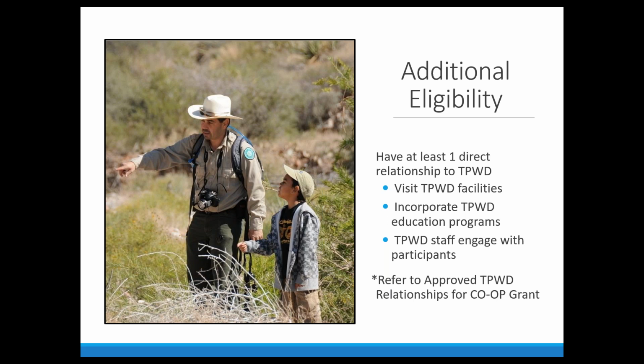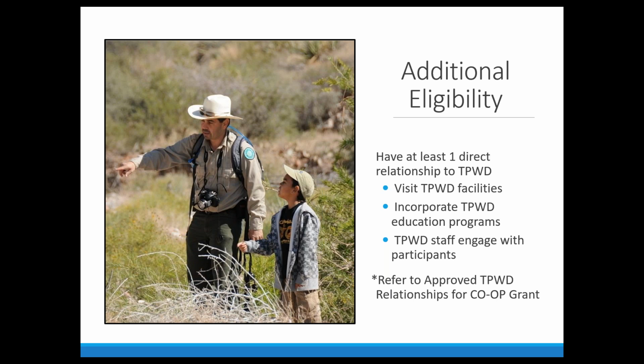A few things that don't really count as eligible relationships that we do see sometimes are that if you have applied to and received one of the other grants in our department, so we have a lot of other grant programs that are mainly construction programs, like a local parks grant program or a target range or boating access or a trails grant. Just the fact that you received the grant and are working on one of those projects does not count as a relationship for this particular grant program.